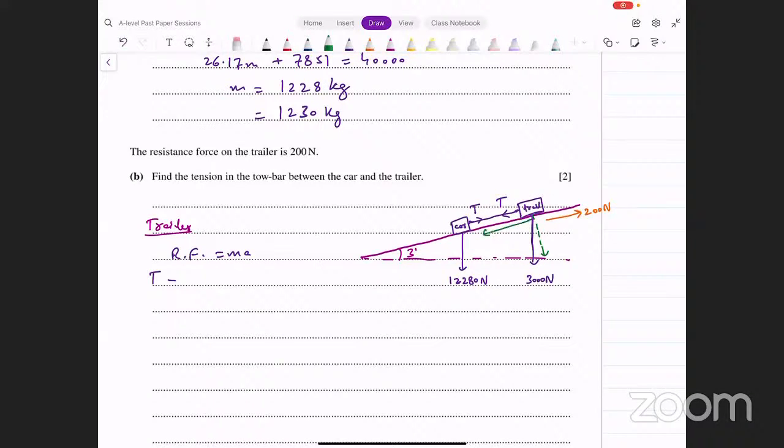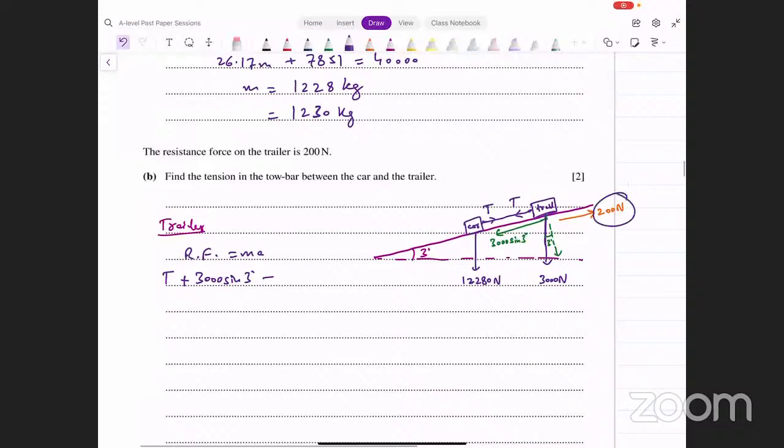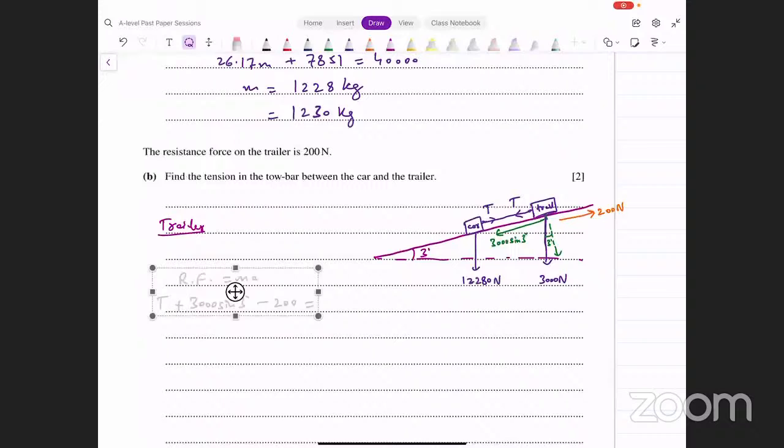वो कितना हो जाएगा? This is 3 degrees. So this component is 3000 sine 3 degrees. ठीक है? Forward force आपके पास एक और आ गई यहाँ पे, that is 3000 into sine of 3 degrees. What's the backward force? We know that is 200 Newton. That's acting backwards. Minus 200 equals mass of the trailer. What's the mass of the trailer? That is 300 kilograms. So we have 300 kilograms into acceleration.